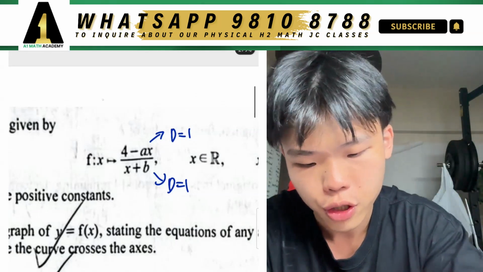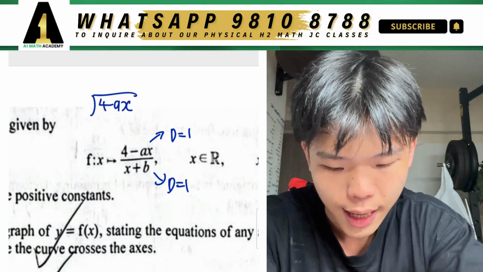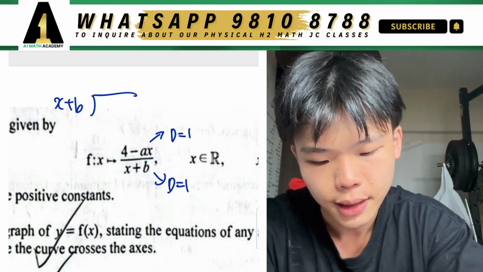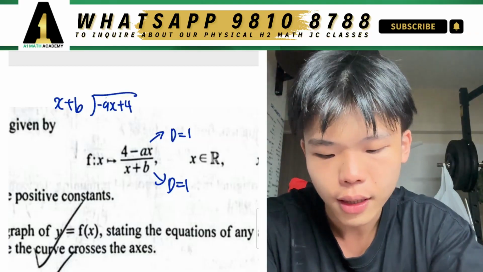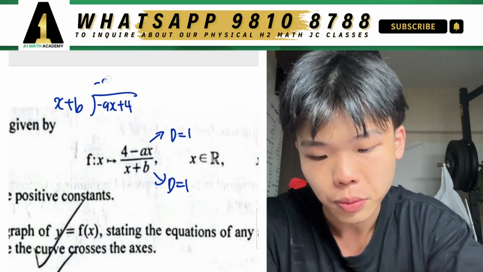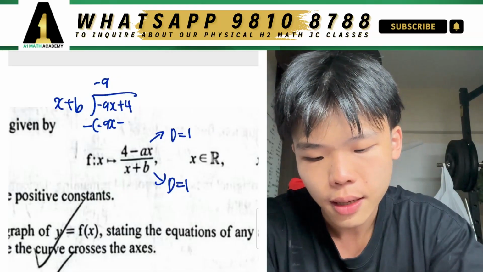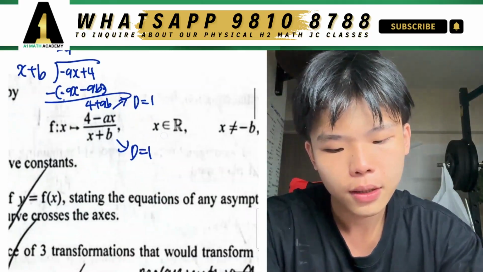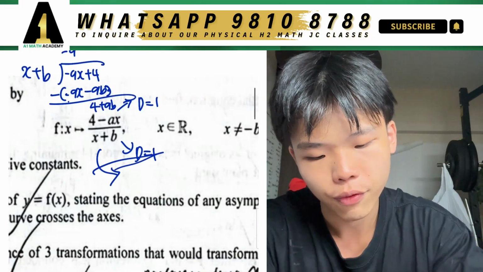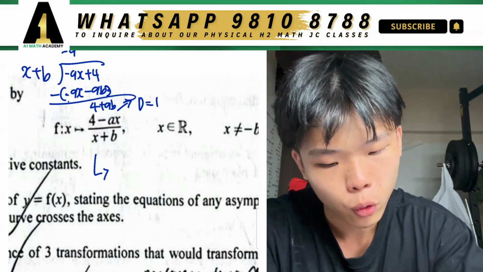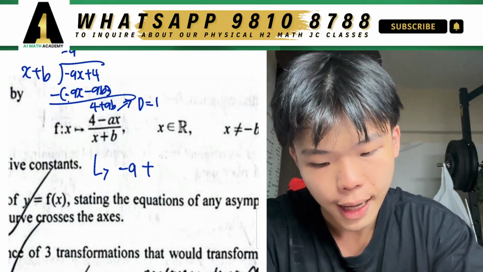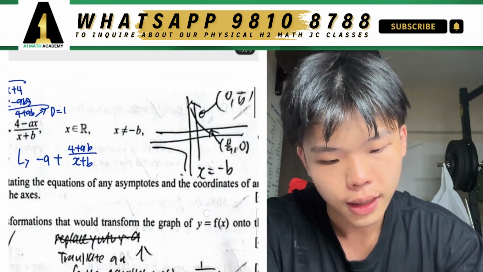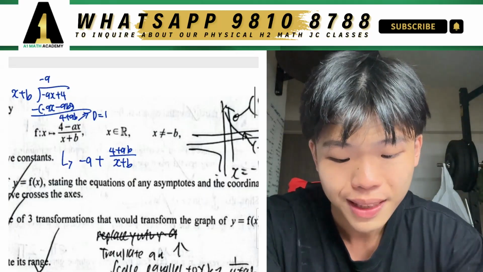So how do I do long division on this? It's very simple. I just put 4 minus ax, then over here is x plus b. So I can rewrite this as minus ax plus 4, right? So minus ax divided by x gives me minus a, minus ax minus ab, over 4 plus ab. So eventually I get something that looks like this. When I further simplify this, it can also be written as minus a plus 4 plus ab over x plus b over here. So this over here is my so-called simplified version.